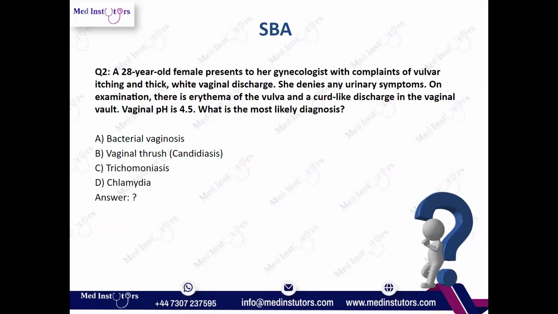Okay, here is your next question, which is also from the recalls. A 28-year-old female presents to her gynecologist with complaints of vulvar itching and thick white vaginal discharge. She denies any urine symptoms. On examination, there is erythema of the vulva and a curd-like discharge on the vaginal wall. Vaginal pH is 4.5. What is the most likely diagnosis?